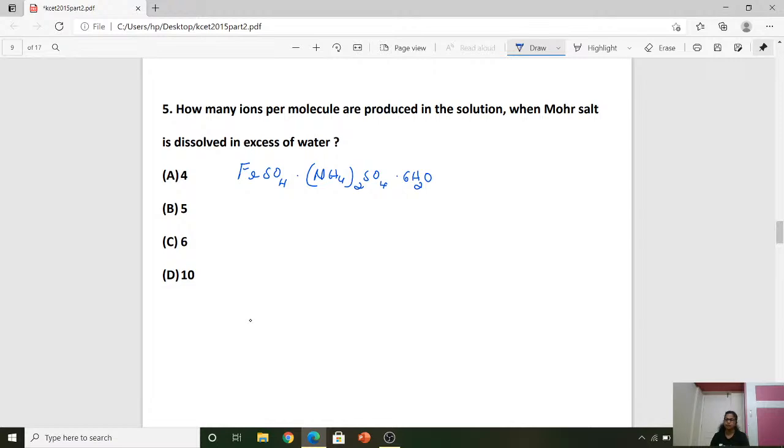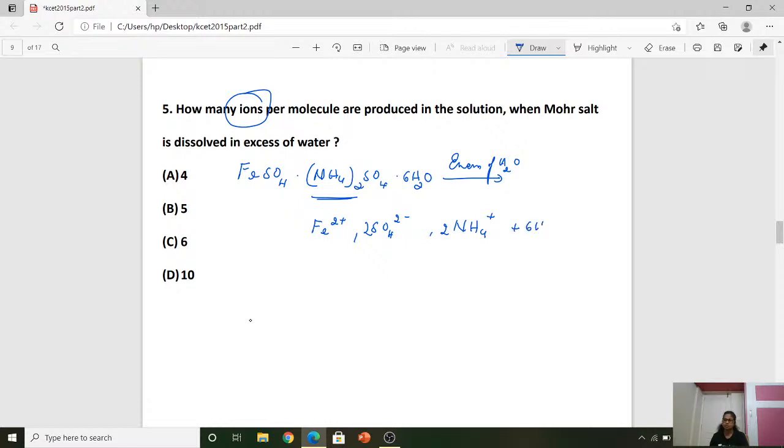FeSO4.(NH4)2SO4.6H2O. If you add excess of water, what will happen? You will get Fe2+ ion, you get SO4 2- ion, and you get NH4+ ion. So the total number of ions is asked. How many NH4+? 2. How many sulfate? 1. The question here is how many ions are produced?